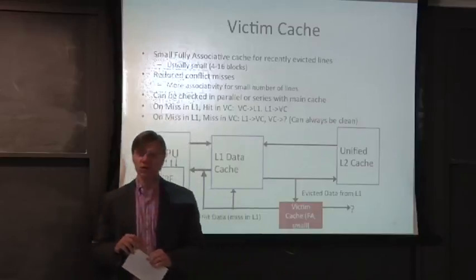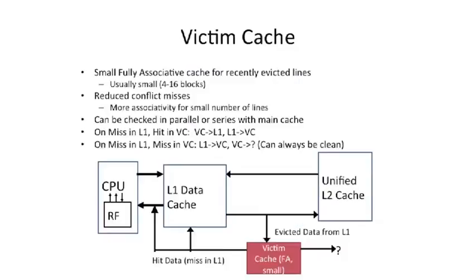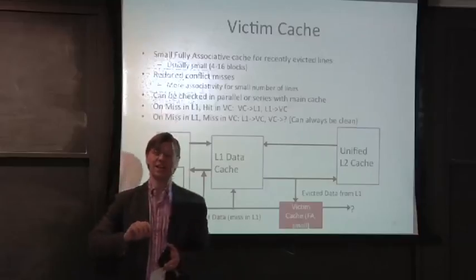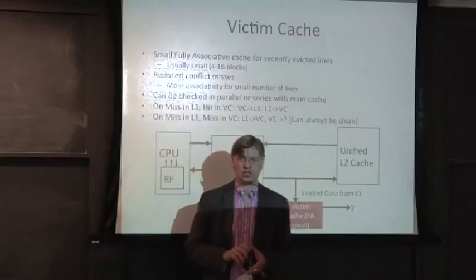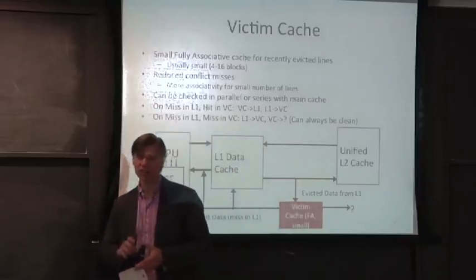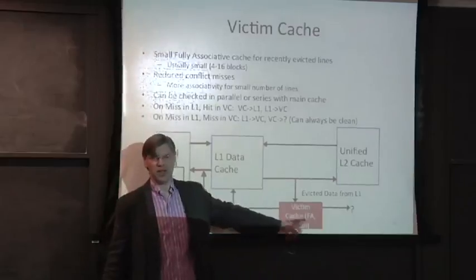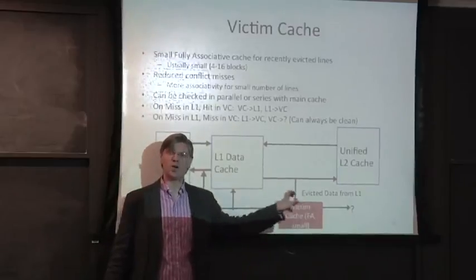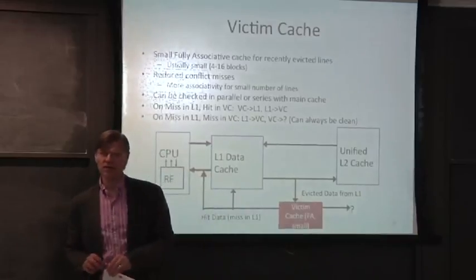But the insight of the victim cache is that we're going to keep around the most recent victims, the most recent cache lines that we've cast out of our cache, and keep them in a special little side structure that we're going to call a victim cache. And this side structure, this victim cache, is going to be very, very small. Now, why is this useful?